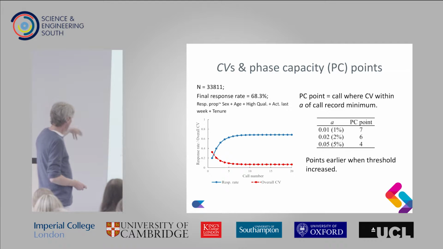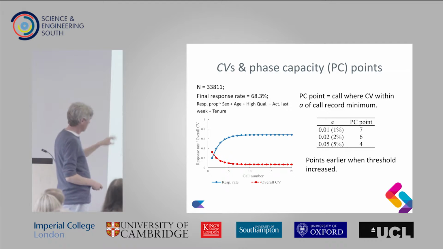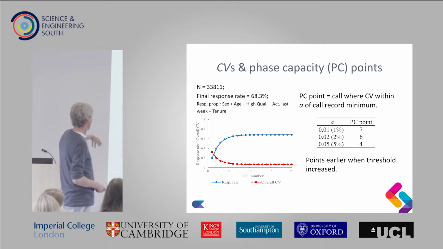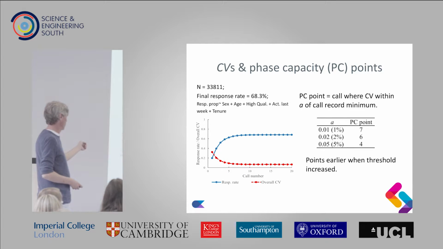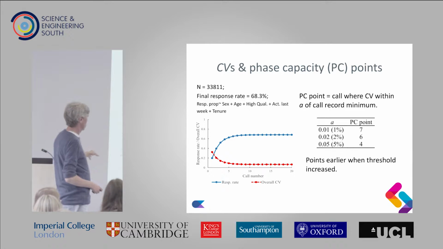Now, this particular graph down here has 2 lines on it. The blue line is the response rate against call number. Call number's on the x-axis, and the response rate, and when we get to it, the overall coefficient of variation in response propensities, is on the y-axis. Now, the blue line is the response rate. You can actually see, over the call record, it increases very quickly and then flattens out.